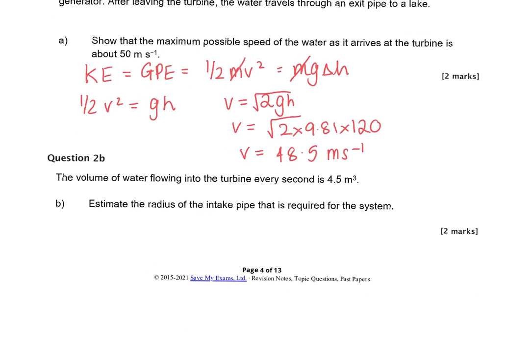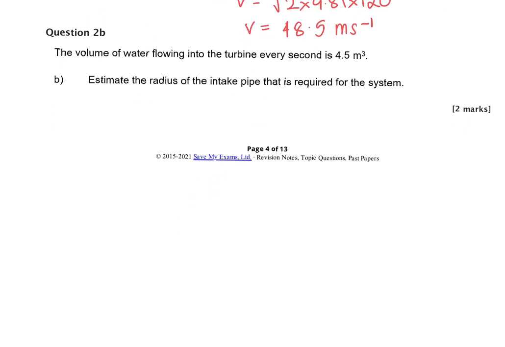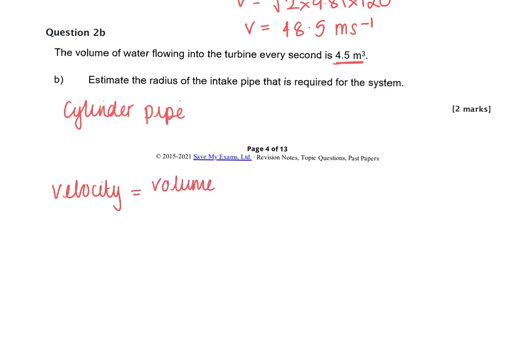Part B, I think, is rather tricky. I'm going to move this up so we've got lots of space. The volume of water flowing into the pipe, into the turbine every second is 4.5 meters cubed. Estimate the radius of the intake pipe required for the system. First thing we're going to do is presume that this is a cylindrical pipe, and then an equation that we should be able to work out, and I'll explain how in a second. The velocity is going to equal the volume per second divided by the area.